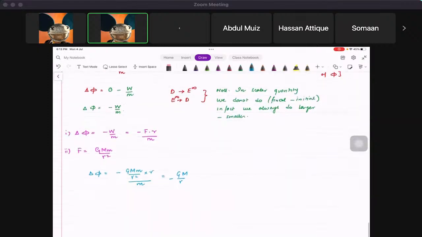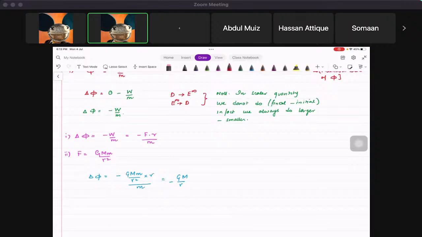So just remember that the change in potential will always be minus GM upon R, where mass is of course the mass of the body that we're looking at, right? Now, please let me know if you have a question here.